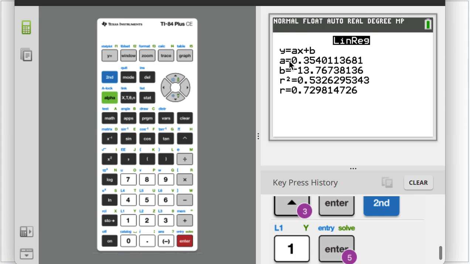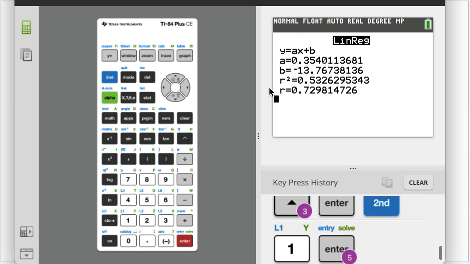So it gives me a bunch of information. The first thing that it gives me here is y equals ax plus b. That should look familiar. It is the form of a line because it is a linear regression, right? So we are finding the line that best fits my data. The A is like the M in mx plus b, it's your slope, and the B is like your b in your mx plus b, it's your y-intercept.